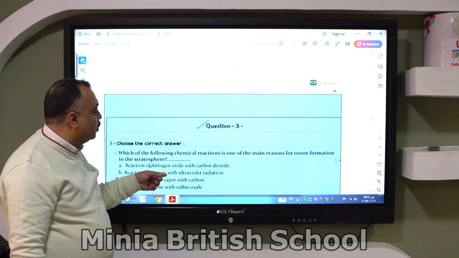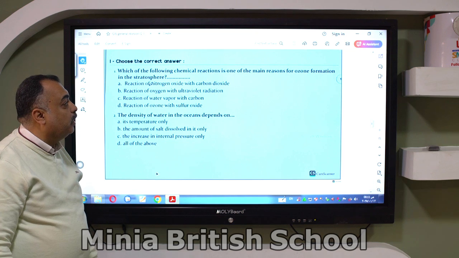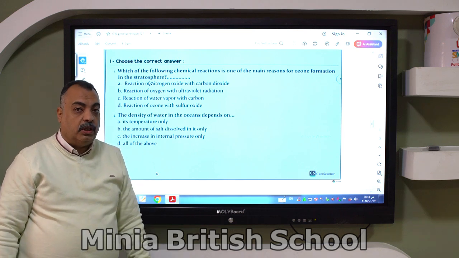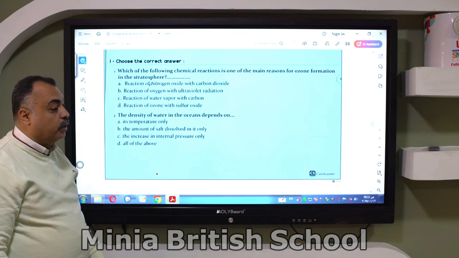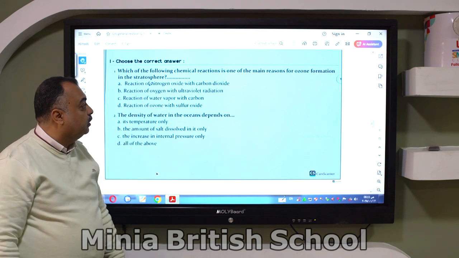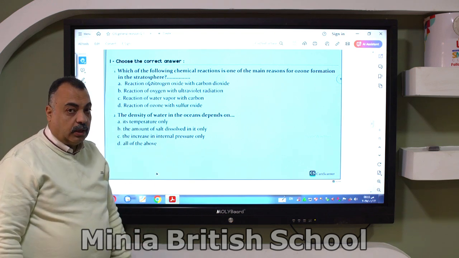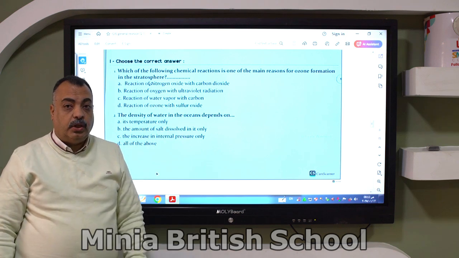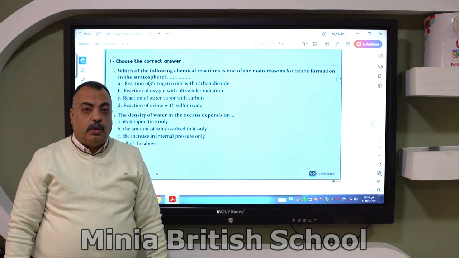The next, question number 3, also choose which of the following chemical reactions is one of the main reasons for ozone formation in the stratosphere. In the stratosphere, it's the normal ozone layer. Is it the reaction of nitrogen oxide with carbon dioxide, reaction of oxygen with ultraviolet radiation, reaction of water vapor with carbon, or reaction of ozone with sulfur oxide? What is the answer? Of course, yes, the reaction of oxygen with ultraviolet radiation. As we know, it splits the oxygen into O and O, combined with O2, forming O3.